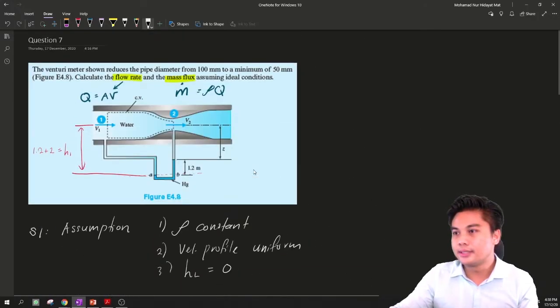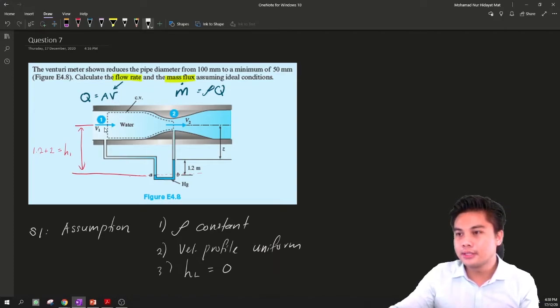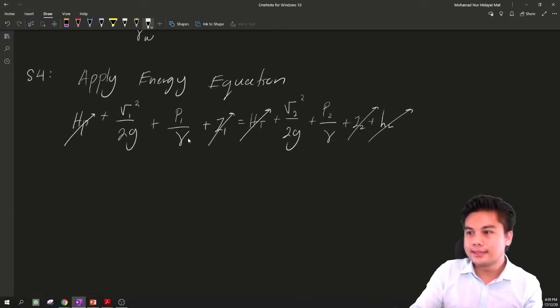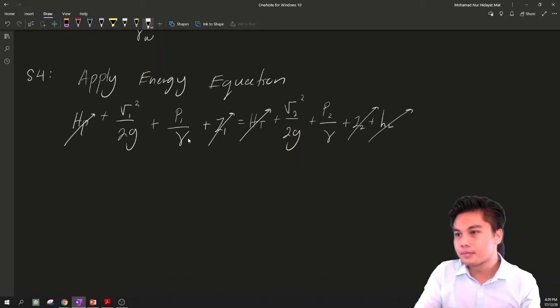So look at the question asked. Calculate the flow rate. In order to get the flow rate, we need to find the velocity. If we get velocity 1, we use A1. If we get velocity 2, we use A2. So we need to get the velocity only. Let's say we get the velocity 1. So V1 squared over 2g equals, all this term moved to the other side.